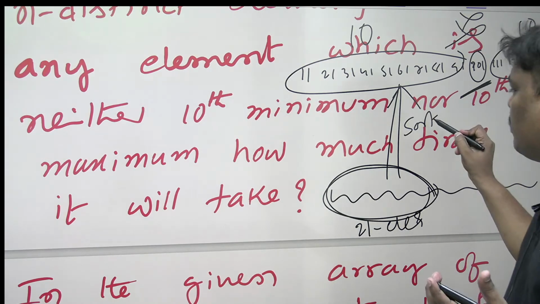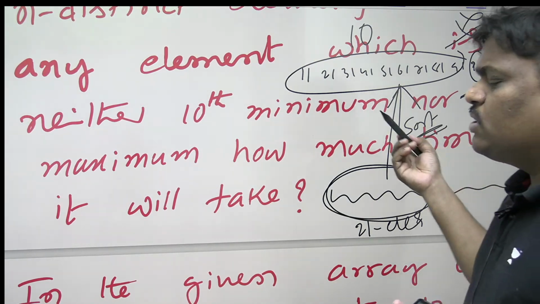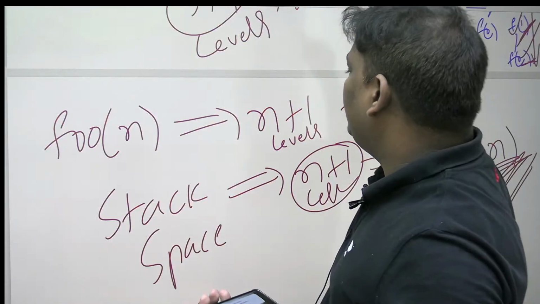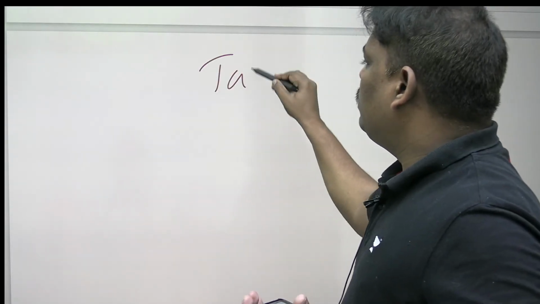Again, some people are asking how to sort 21 people. 21 is a constant. Sorting a constant number of people will take constant time. So see this one, this is the algorithm for this one.